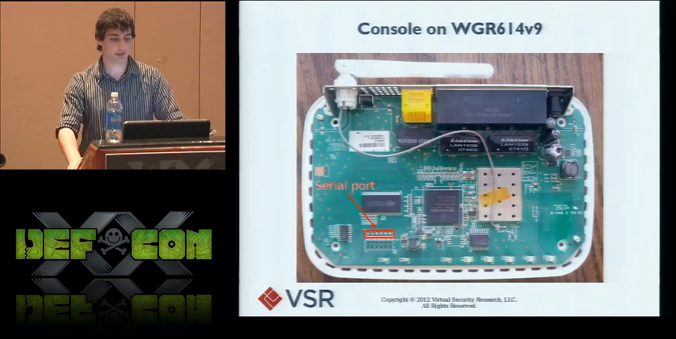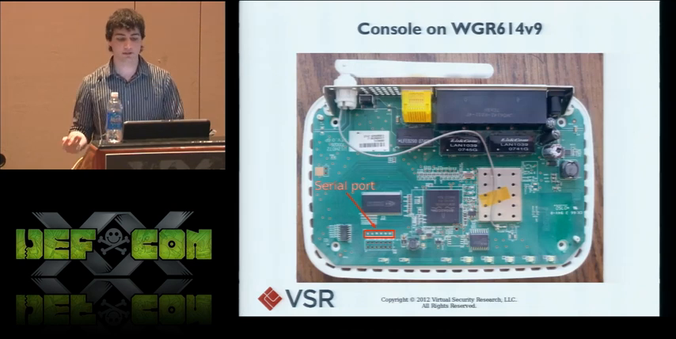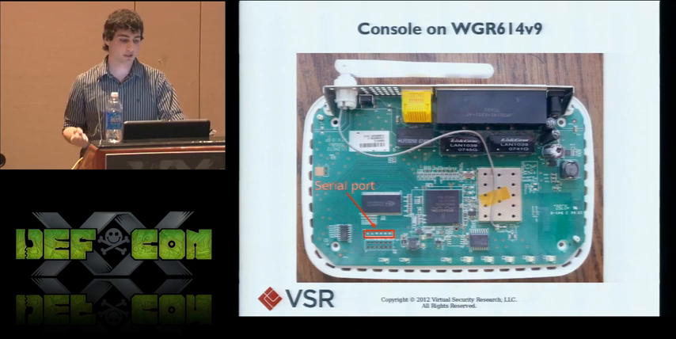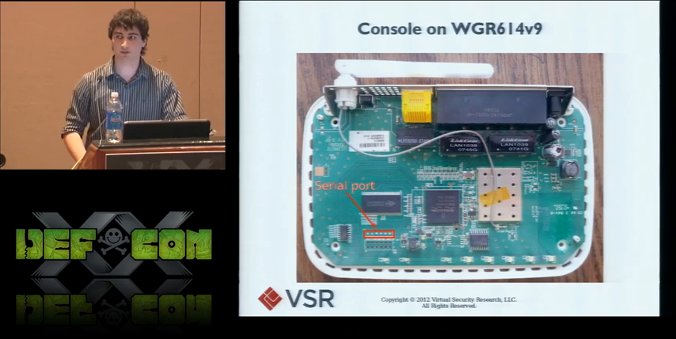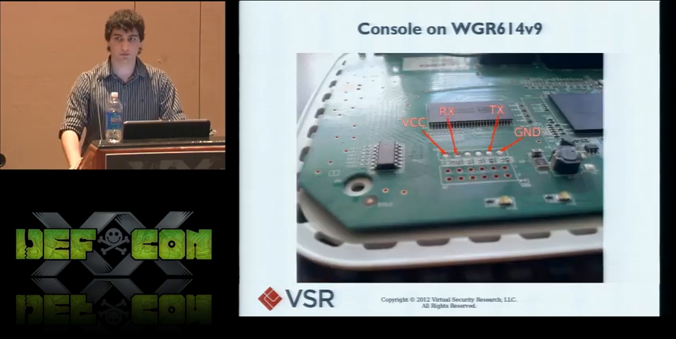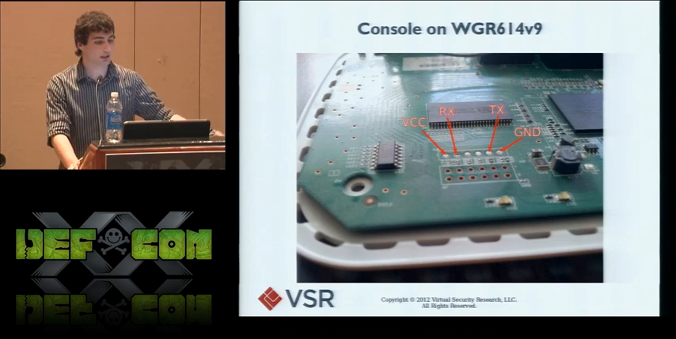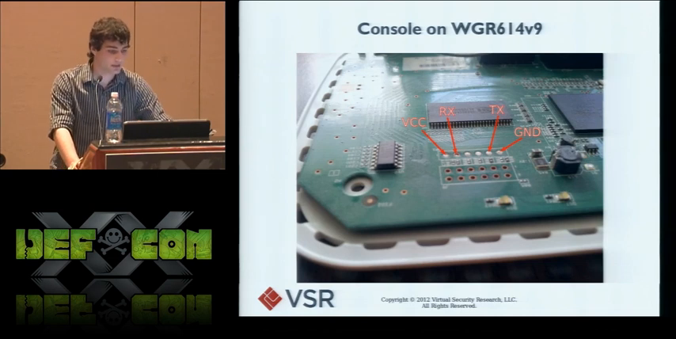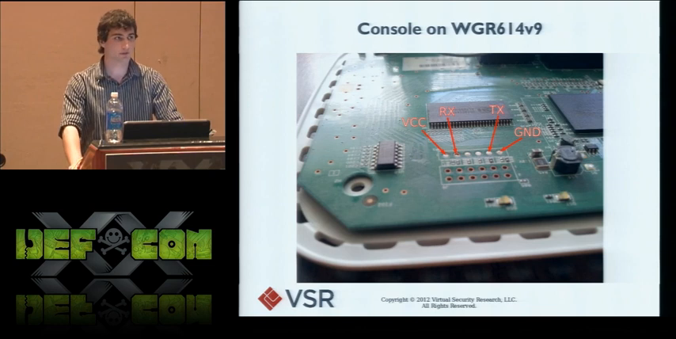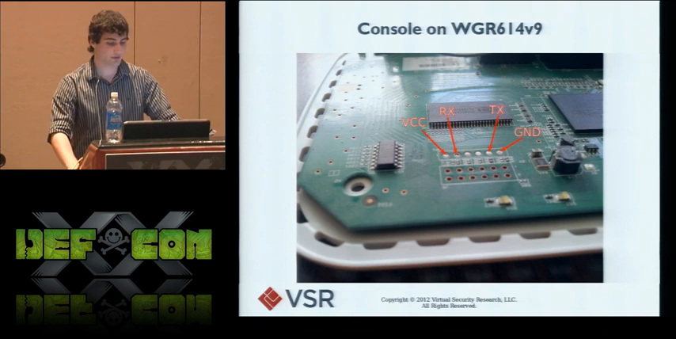So basically, connecting to the console, you're looking for four pins: ground, VCC, which is positive voltage, TX and RX for transmit and receive. And just for example, on the WGR614V9, these six pins at the bottom left constitute the serial port, but we only care about four of them. A closer look, we have VCC, RX, TX, and ground.